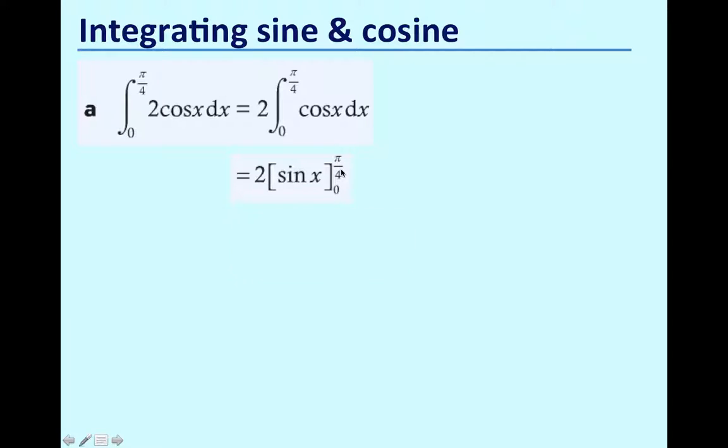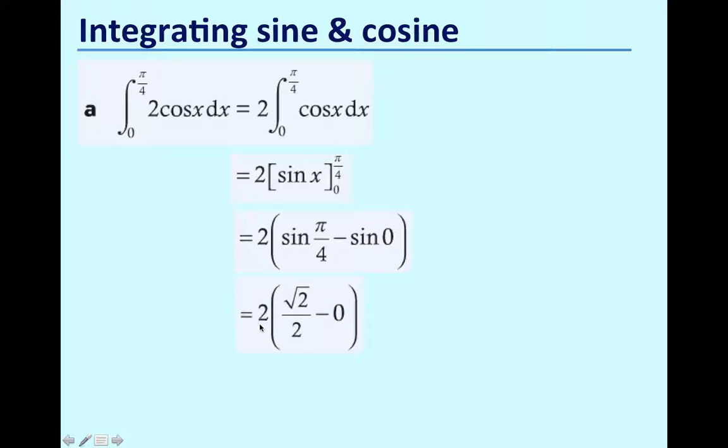We can then substitute in for sine pi by 4 minus sine 0. Sine pi by 4 is going to be the same as sine 45 degrees, which is going to be 1 over root 2. So that's going to be 1 over root 2, and then sine 0 is going to be 0. And if we multiply that up, we're going to get 2 times root 2 over 2 if we've rationalized the denominator. And then if we expand that out, that's going to give us root 2, or it will give us 2 over root 2 if we hadn't rationalized the denominator.